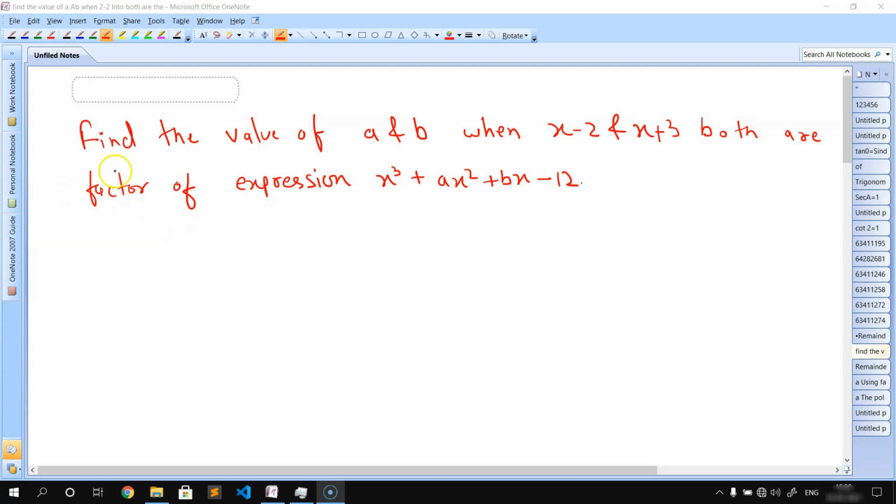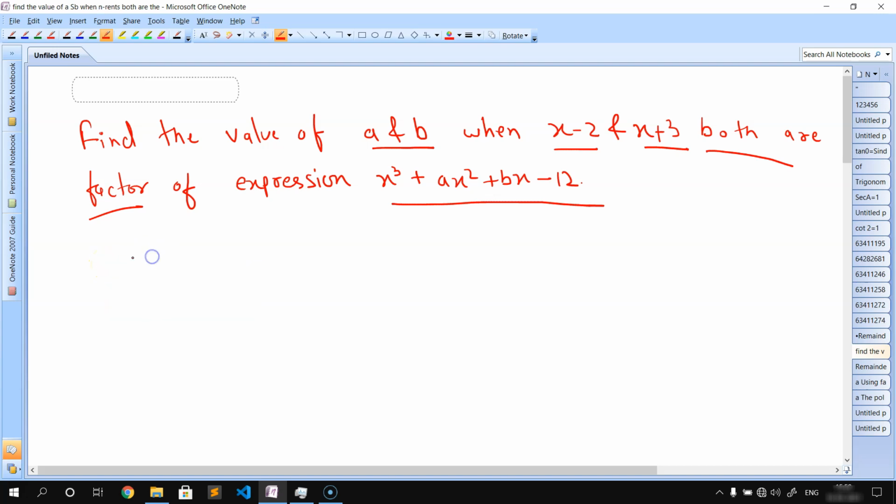In this question it is given: find the value of a and b when x minus 2 and x plus 3 both are factors of this equation. If they both are the factors, then let's see what we will do.